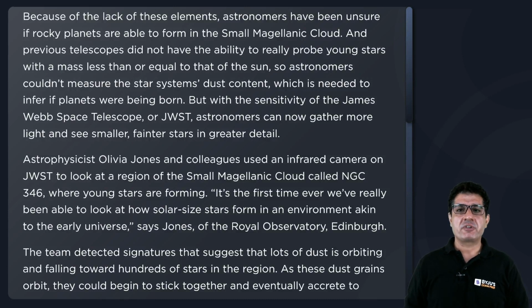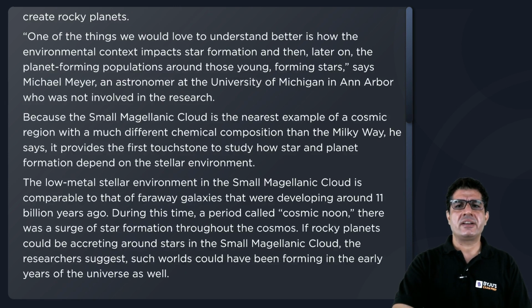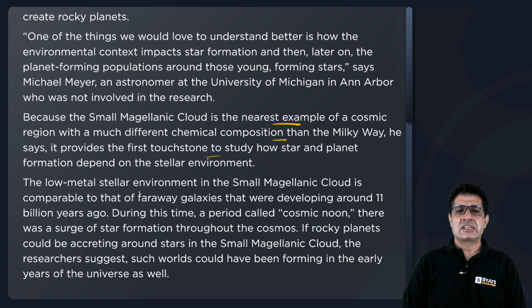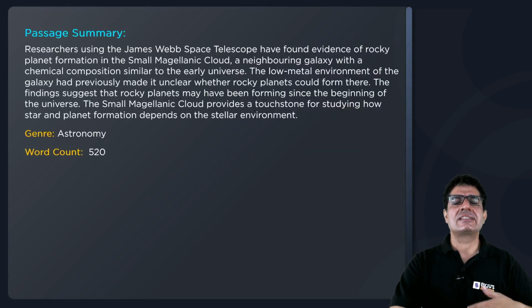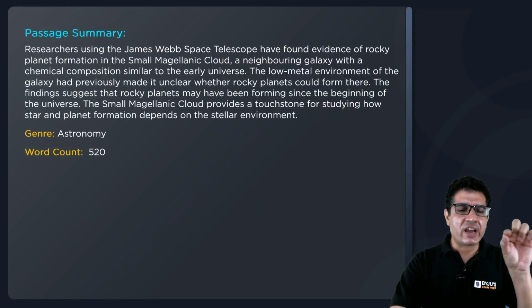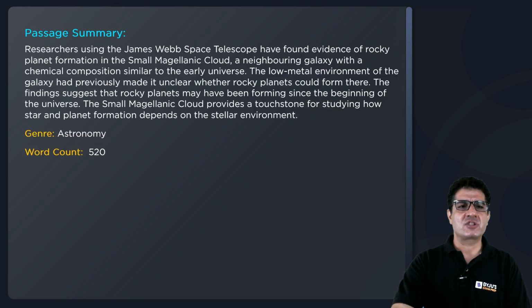So far we were not able to study this, but then JWST helps us study it, and eventually towards the end, this says it is the nearest example, a first touchstone, comparable to that of faraway galaxies that were developing around 11 billion years ago. Such worlds could have been forming in the early years of the universe as well. So if you have rocky planets here, then they could also have existed earlier. So that's how the thesis gets this nice little closed loop by the last paragraph.